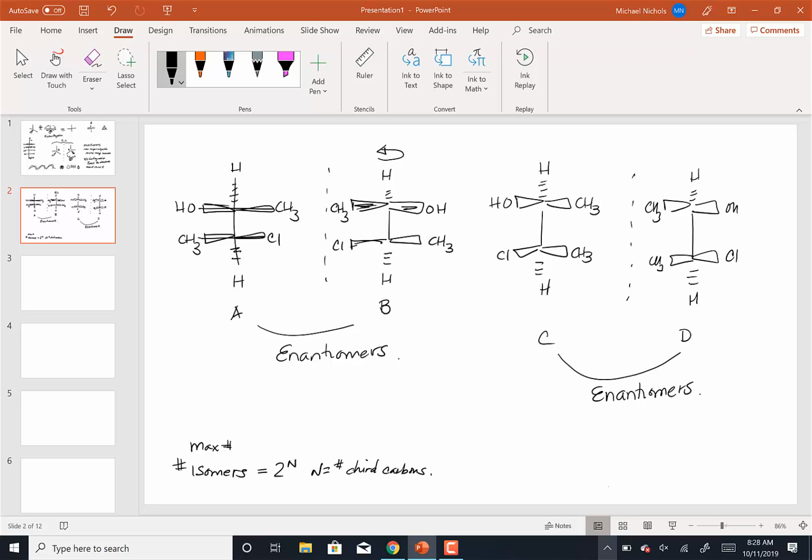But what's the relationship between A and C? Or A and D? Or B and C and B and D? What's their relationship? Well, they're non-superimposable, number one. Number two, they're not mirror images. Right? Because for A, the mirror image is B, not C. So these are non-superimposable, non-mirror image isomers.